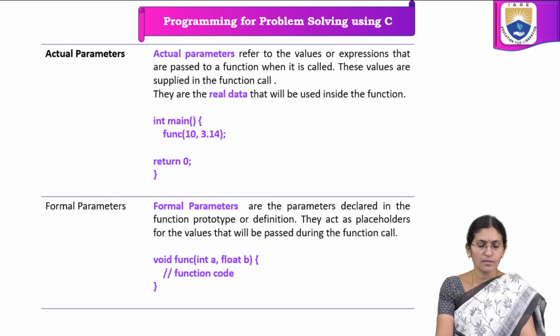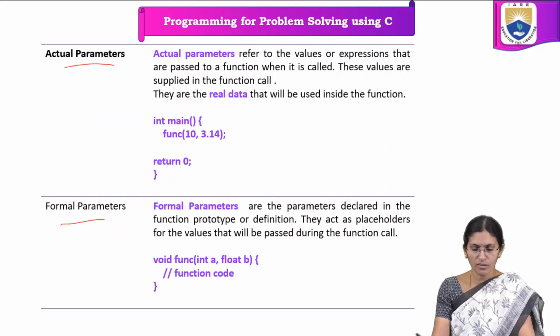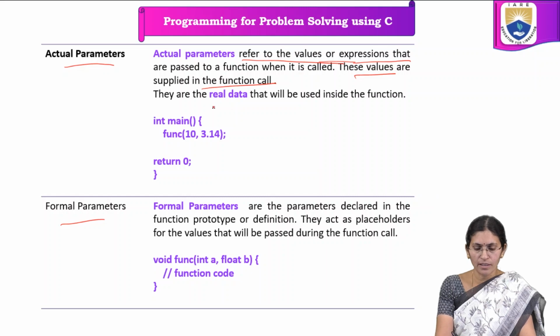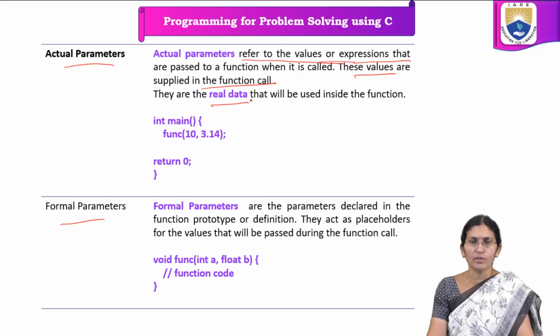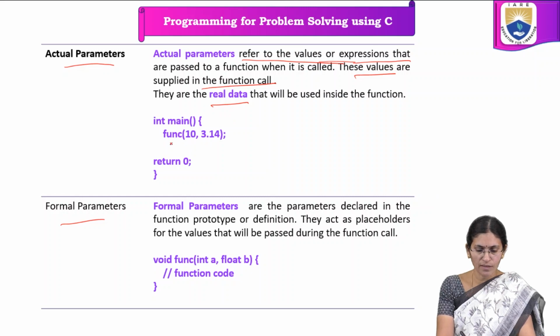Next we'll see about actual parameters and formal parameters. So what do actual parameters mean? Actual parameters refer to the values or expressions that are passed to a function when it is called. So these values are supplied in the function call. These are the real data you can say, that will be used inside the function. So inside the main function, we have a function call. In the function call, we actually pass the parameters. So these are called actual parameters. These are the real data which is passed inside so that it will be used inside the function.